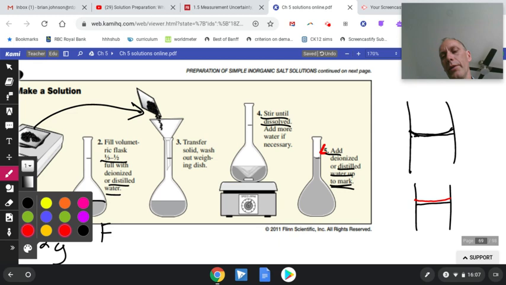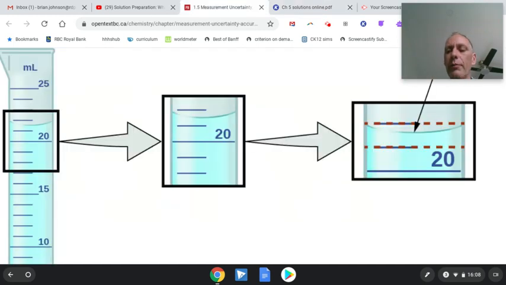So I've overflowed that one slightly. I would want the bottom of the red meniscus to just touch the black line. And at that point, it would be exactly 100.0 mL. And if you were using a graduated cylinder, you couldn't be that accurate. You'd be guessing.